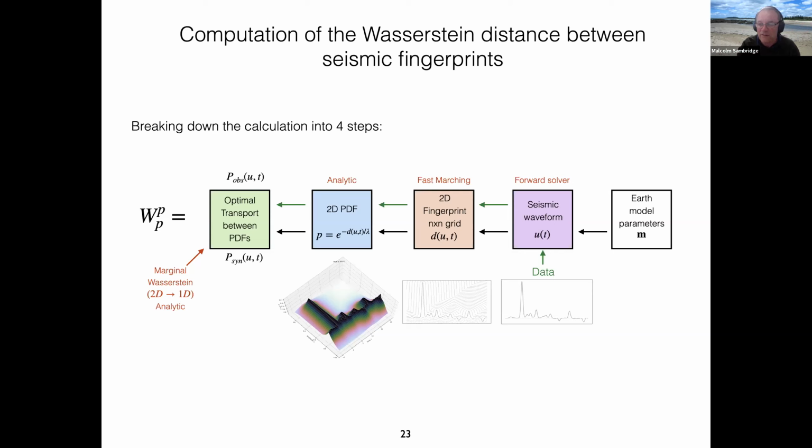Really, I've said seismic waveform, you could think of that as time series, and this formalism would work, and we'll end up with a nice scalar misfit function for any choice of P we might make.